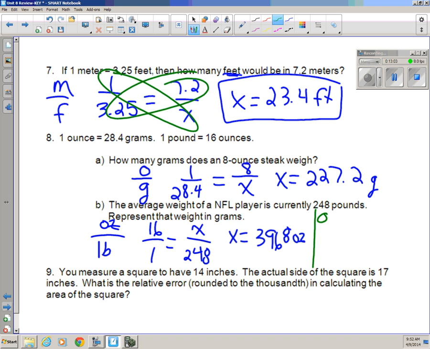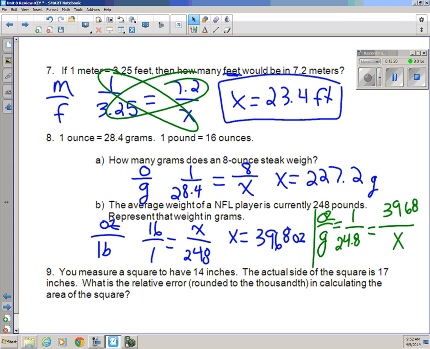Now we're going to take the ounces to grams configuration. So ounces to grams says for every 1 ounce, there's 28.4 grams. So in 3,968 ounces, how many grams do we have? Cross multiply. I don't have any room down here, so I'm going to kind of move it. So the football player weighs 112,691.2 grams. It's just doing proportions. That's all you're doing.